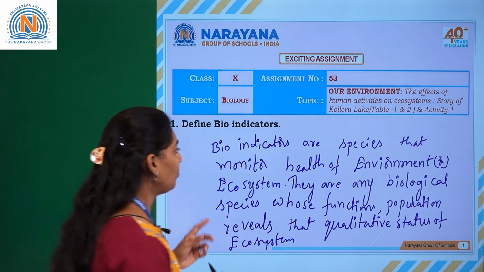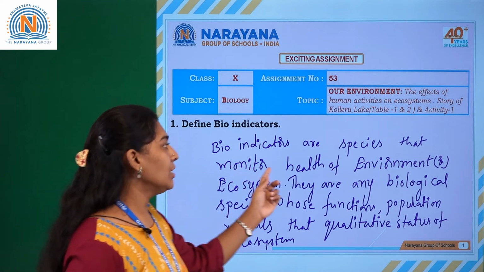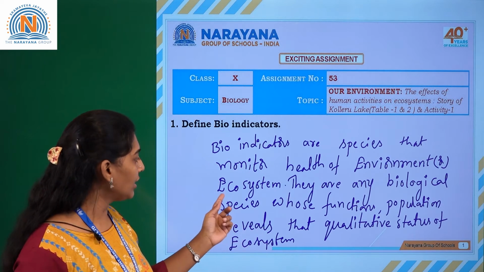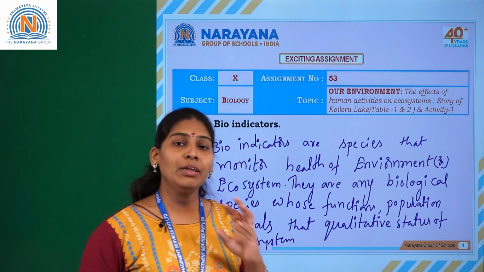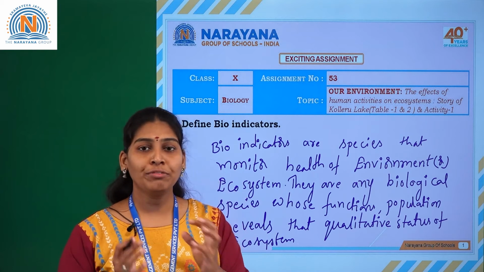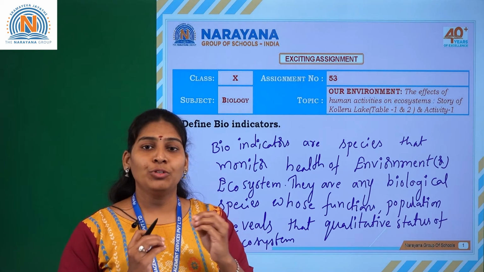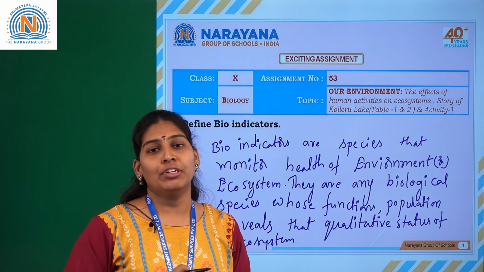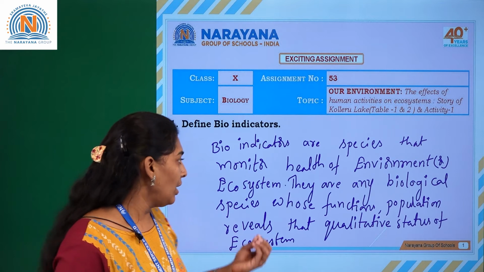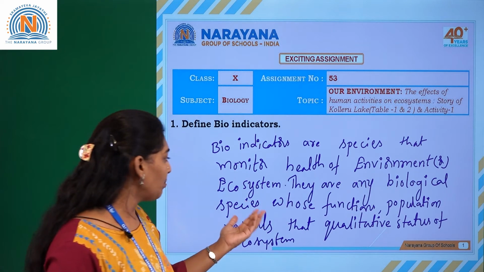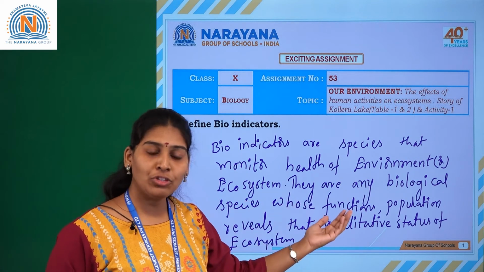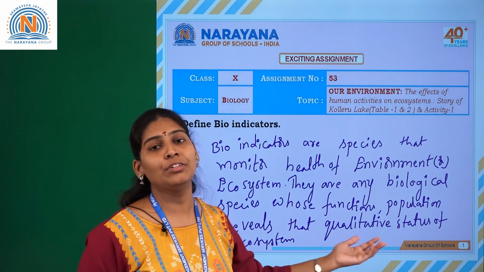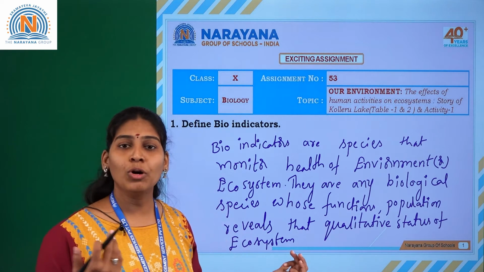So let us go for reading once. Bioindicators are the species that monitor the health of the environment or else the ecosystem. They are any biological species or a group of species which will be useful for saying the qualitative status of an ecosystem. So whose functions, population, or status reveal the qualitative status of the ecosystem or environment.